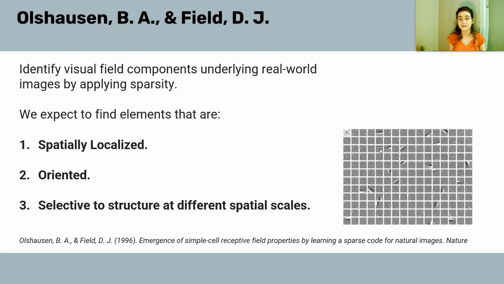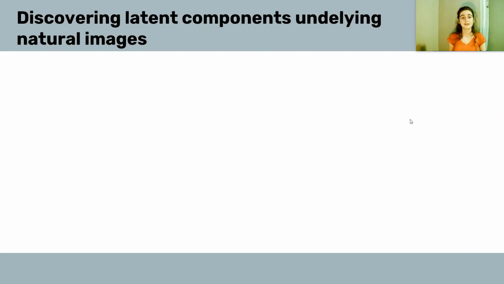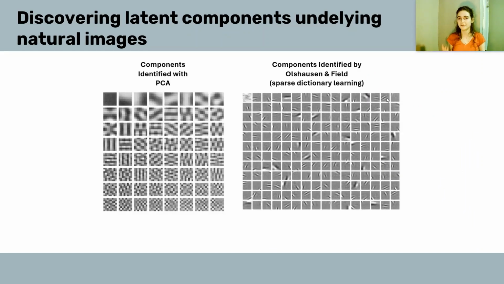As you can see here, you can see components that are very localized, oriented, and in very specific orientations, which is believed to be the way that we also process information in our visual cortex, specifically in the primary visual cortex V1. So when we compare the components identified by Olshausen and Field to the components identified by PCA, we see very clear, distinct characteristics. For instance, you can see that they are localized, oriented, while in PCA they include different frequencies and are not necessarily sparse.